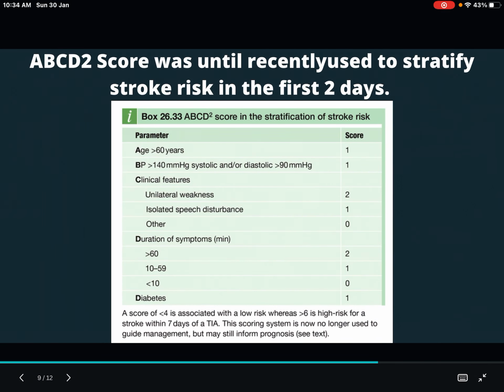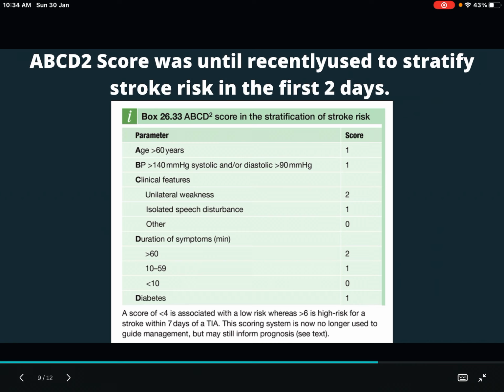And for calculating the prognosis, there is a scoring system, the ABCD squared score. In that, age, BP, clinical features, duration, and diabetes are considered. A is for age, B for BP, C for clinical features, D for duration, and D for diabetes. If the age is more than 60 years, score 1 is given. If BP is more than 140 mmHg systolic, or diastolic is more than 90 mmHg, then 1 score is given. Clinical features: if unilateral weakness is there, 2 score is given. Isolated speech disturbance, 1 score is given. Any other things, no score is given.